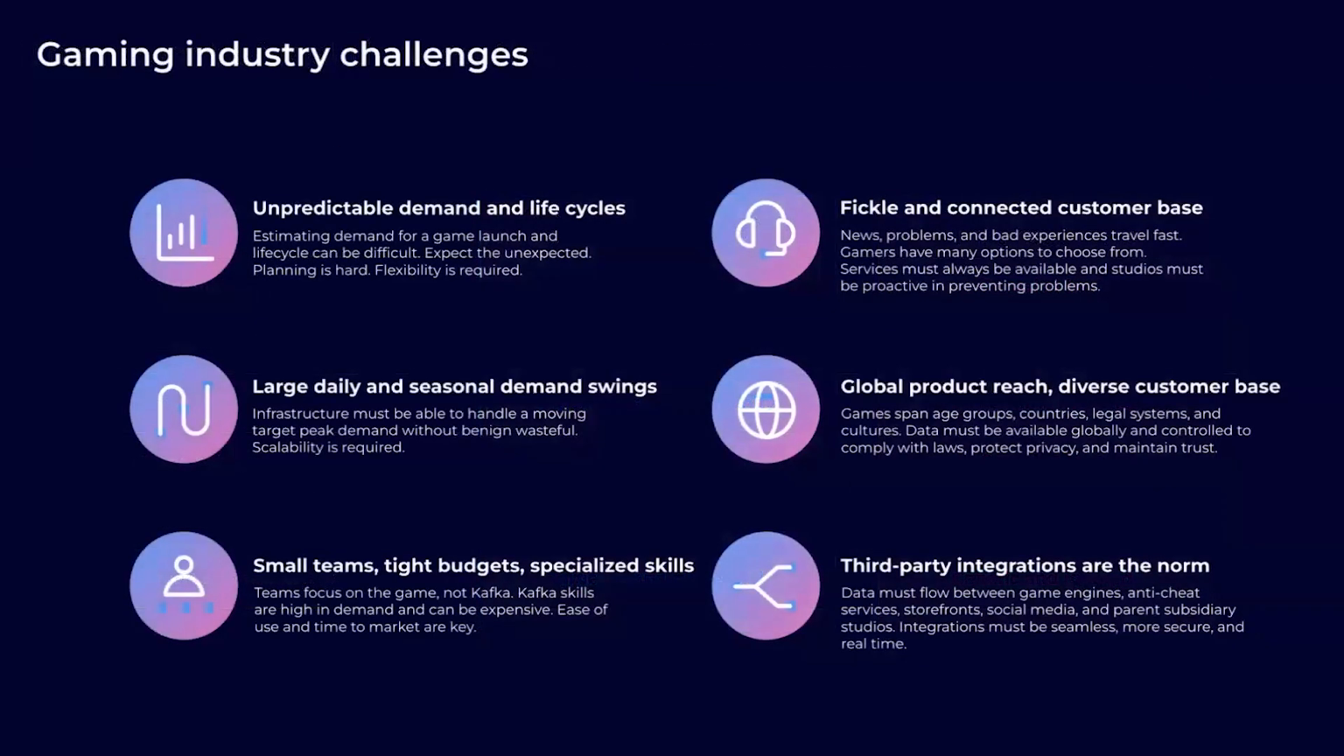So let's talk about some gaming industry challenges, and we'll talk about how Confluent can help address those, and StarTree as well. I don't want to exclude our friends over there. So, unpredictable demand and life cycles, right? Who knows which of your games are going to have some streamer live stream it and go absolutely viral, right?